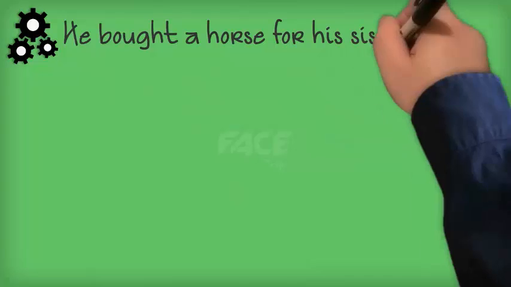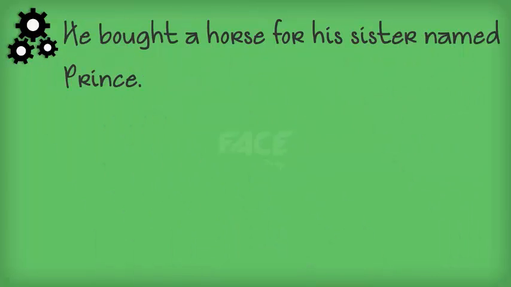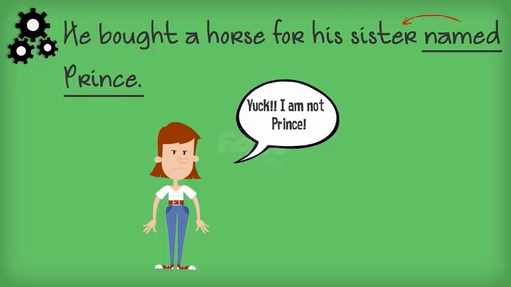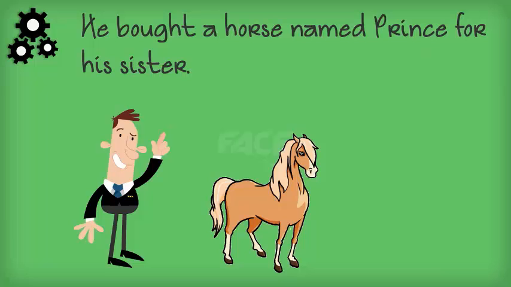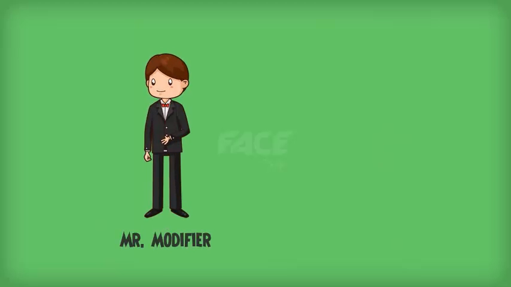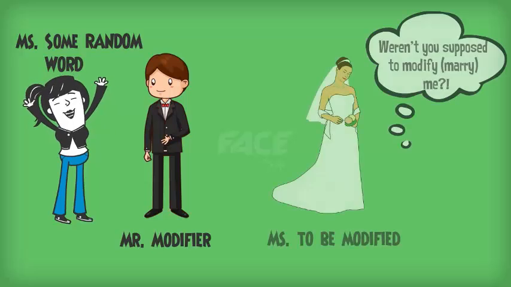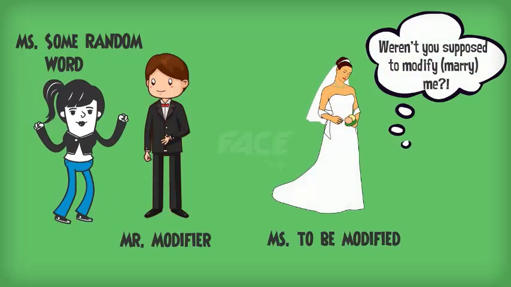He bought a horse for his sister named Prince. What is the phrasal modifier used here? Named Prince. So, is the sister's name Prince? Definitely not. So, what should the correct sentence be? He bought a horse named Prince for his sister. So, let us not forget, modifiers are like teenagers. They fall in love with whatever they're next to. Make sure they're next to something they ought to modify.